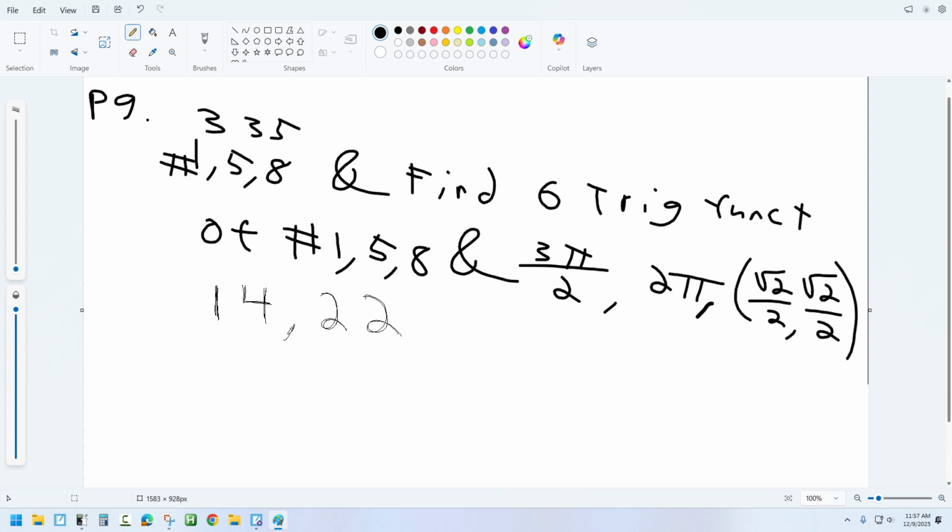Okay, so you're going to be finding the 6. So these 1, 2, 3, 4, 5, 6, there should be 36 answers for those. Sine, cosine, the tangent, secant, cosecant, and cotangent. 6 for each of those problems. And then I think 14 is finding the sines and cosines of a 45-degree angle, and 22 is finding everything else. So there's 6 plus another 6.